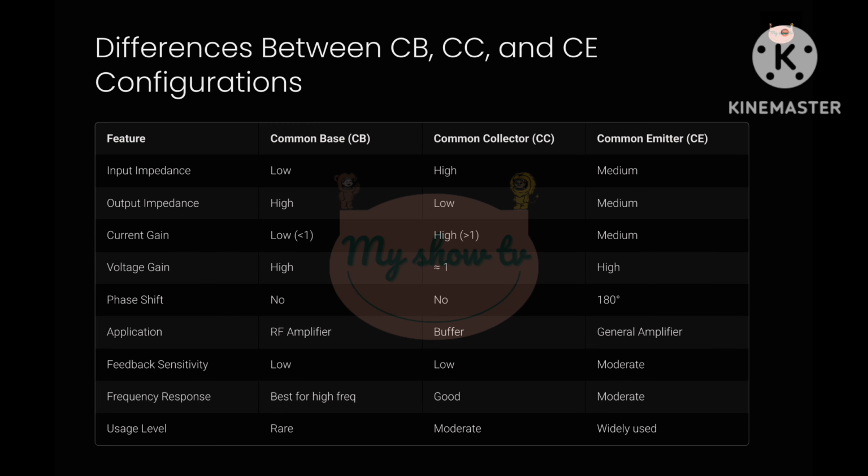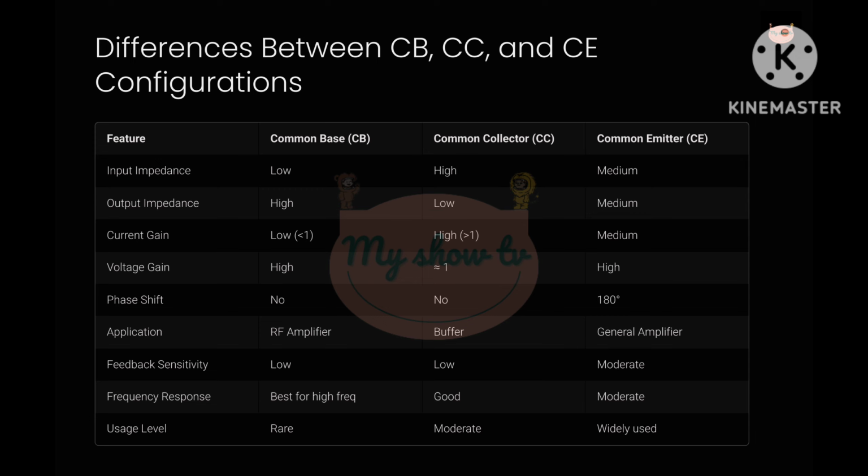Slide 5. Differences between CB, CC, and CE configurations. Now let's explore the differences clearly in point form based on key parameters. 1. Input impedance. CB has low input impedance, not ideal for signals from high impedance sources. CC has high input impedance, good for buffering. CE has medium input impedance, balanced use. 2. Output impedance. CB has high output impedance. CC has low output impedance. CE has medium output impedance.